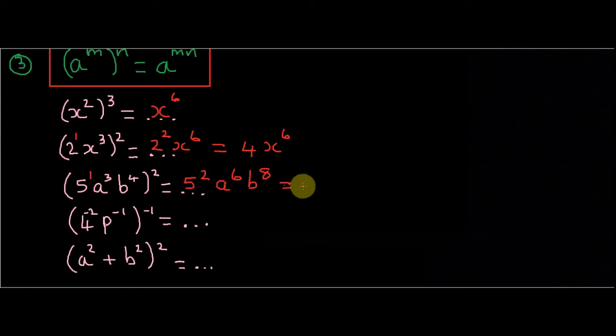And we know that 5 squared is 25. Then minus 1 times minus 2, we know that a minus times a minus is a plus, so it's 4 squared. Minus 1 times minus 1 is 1. So 4 squared is 16, and our answer then is 16p.